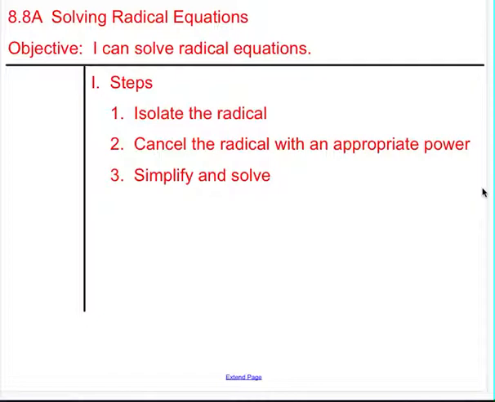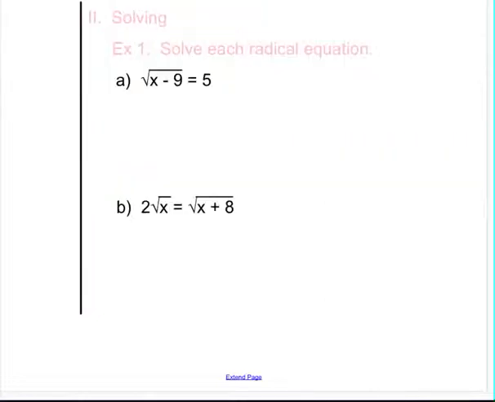So if we're taking a square root, we'll cancel it by squaring. If we're taking a fourth root, we'll cancel by raising it to the fourth, and so on. Whatever root you're taking, you raise it to that power to cancel it. And then simplify and solve, and depending on what it looks like once you raise both sides to the appropriate power, the simplifying and solving can be fairly straightforward, or it can take a quadratic equation to solve. So we'll look at some of the simple ones first.